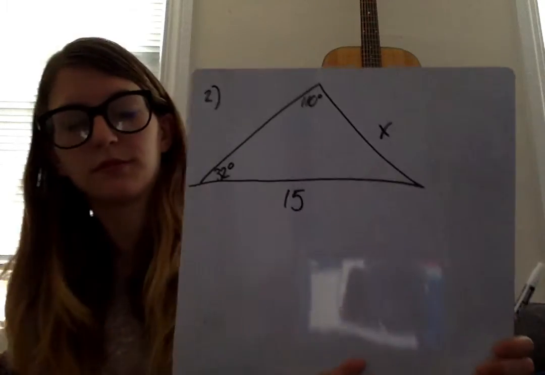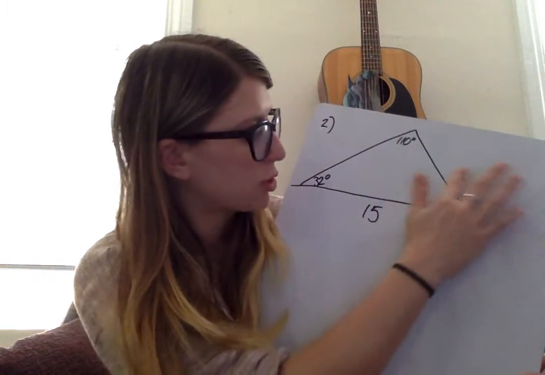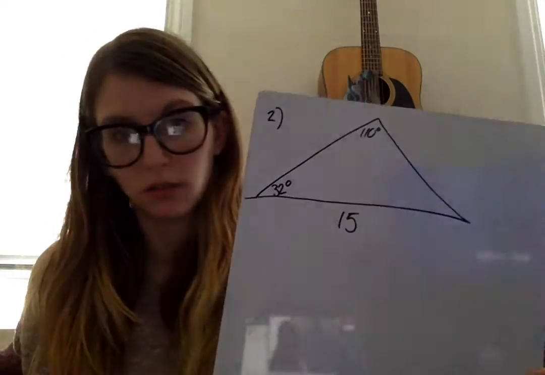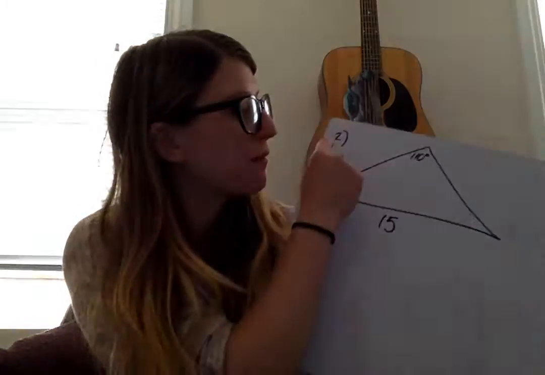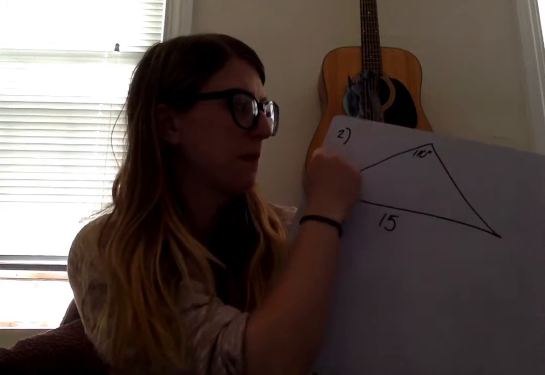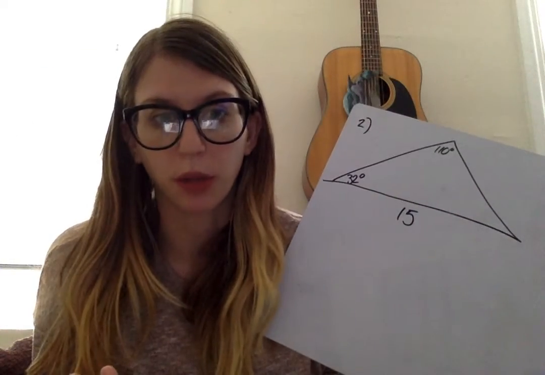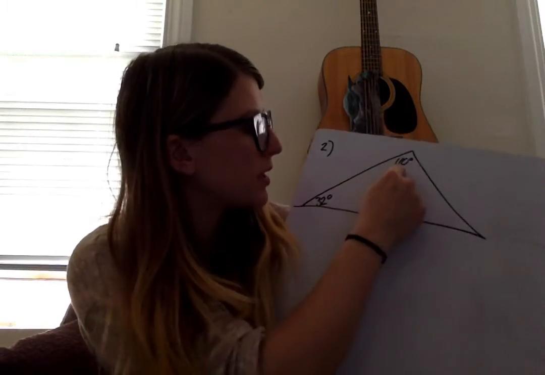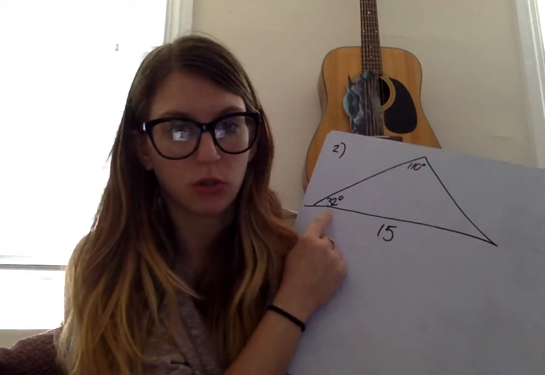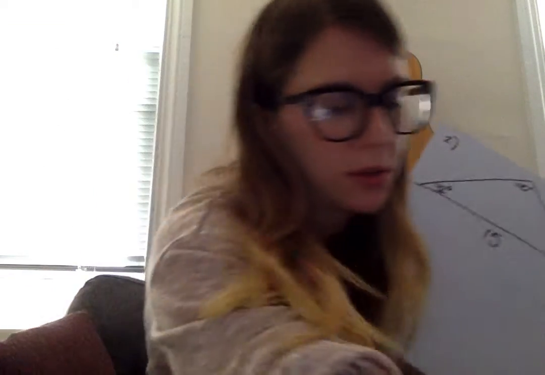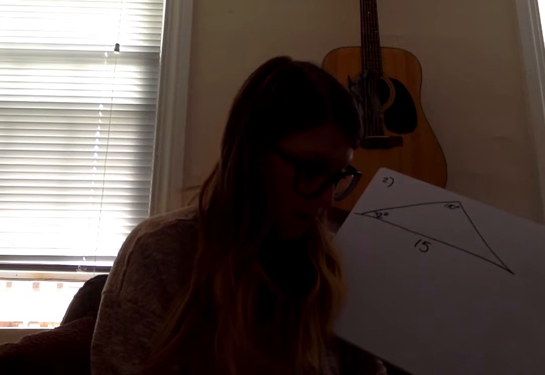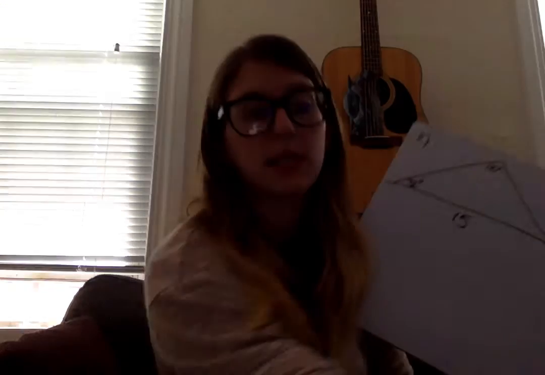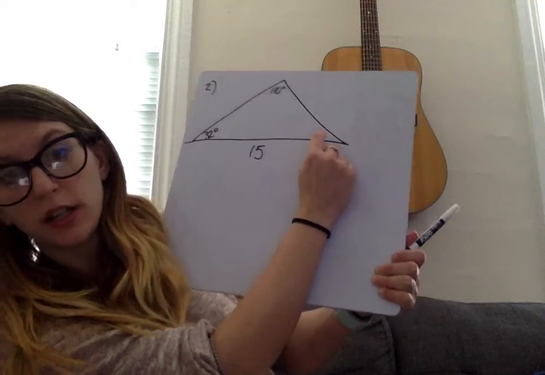So I could just give you the triangle and say find the height, and that's acceptable. But the issue is that we need to find one of these side lengths so that we have a hypotenuse to work with. So if that's 110 and that's 32, we can find the third angle. I'm going to do 180 minus 110 minus 32, and that means that my remaining angle here is 38.